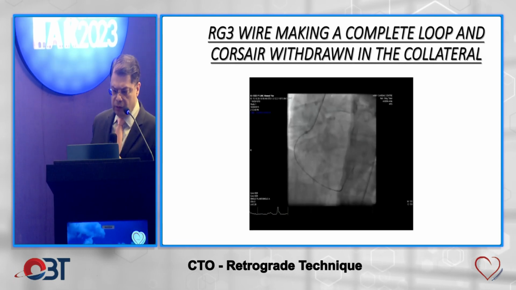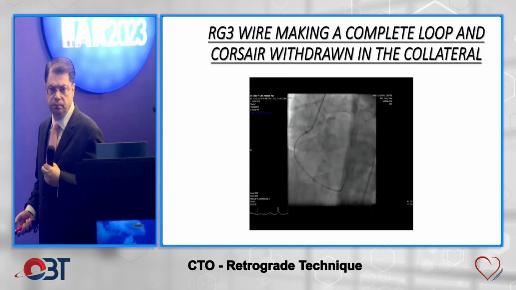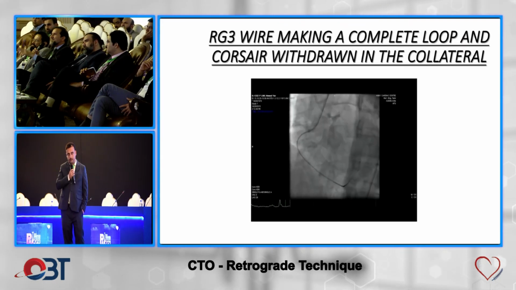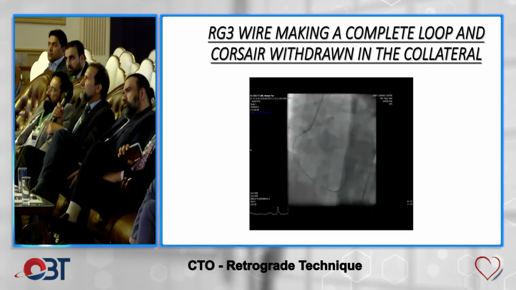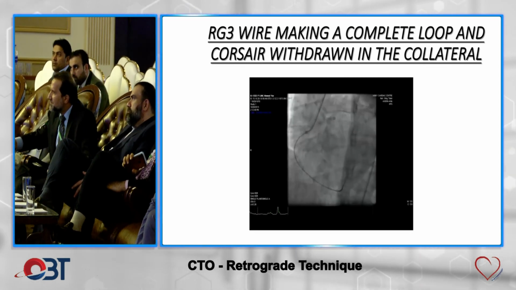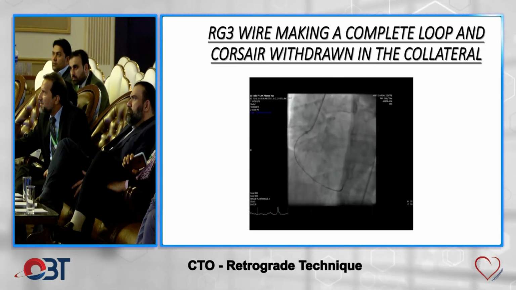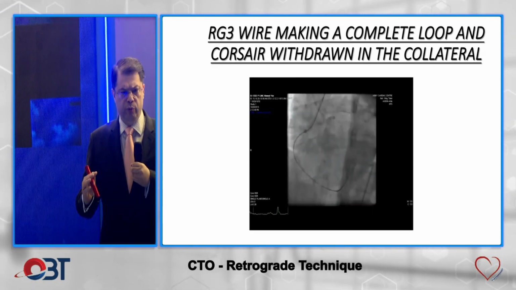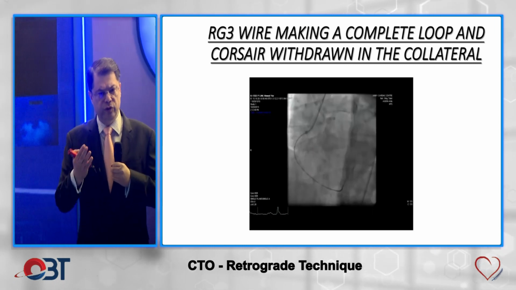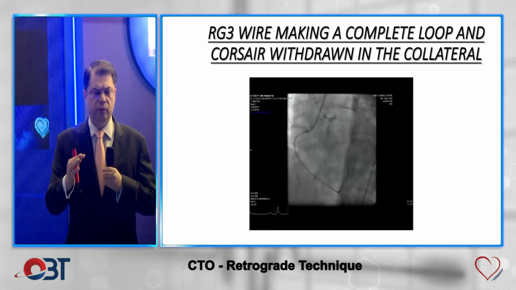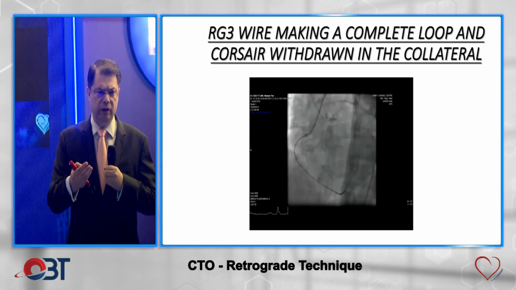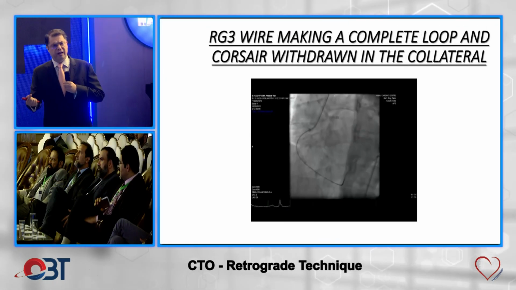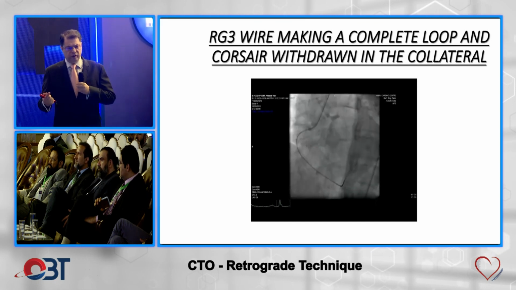And then, can you do Carlino at this stage? Sorry? Can you do Carlino at this stage? No. Carlino is an antegrade technique, although you can do retrograde Carlino as well. But as our wire had crossed lumen to lumen without much difficulty, and it was a Sion black that probably crossed, that's why we didn't have to do a Carlino.